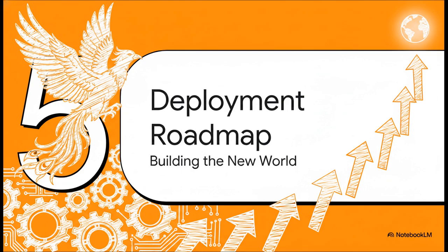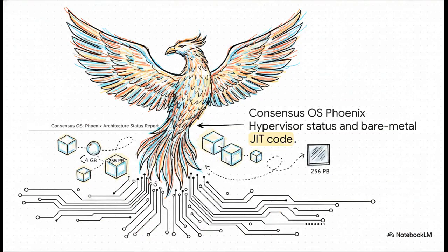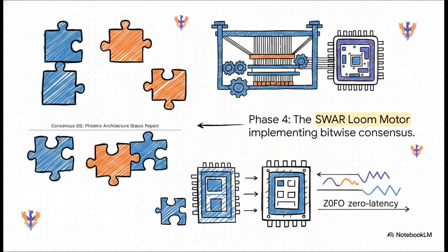And finally, part 5, the Phoenix deployment roadmap. Let's talk about building this new world. To prove this isn't just some high-concept theory, we can actually look at the source code from the project status report right here. This shows bare metal, just-in-time materialization code. It demonstrates the hypervisor anchoring a massive 256 petabyte mathematical space into a tiny 4 gigabyte physical mirror file right on the hardware.